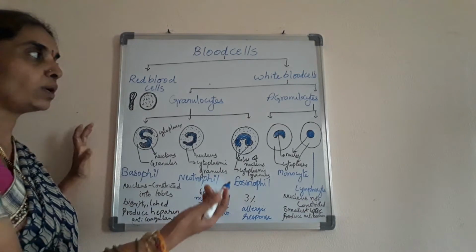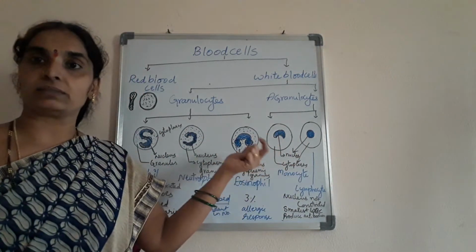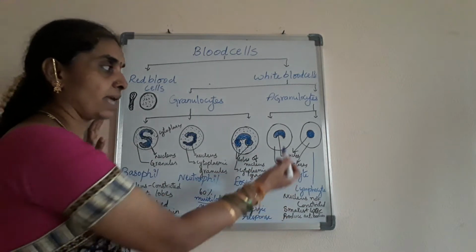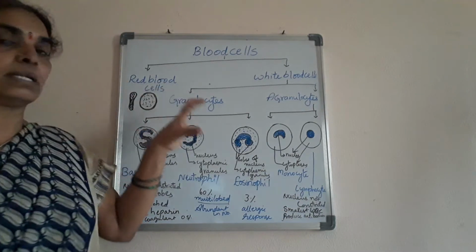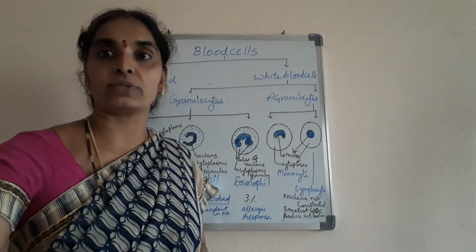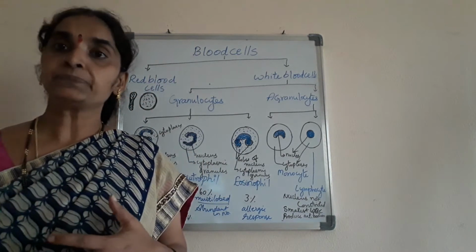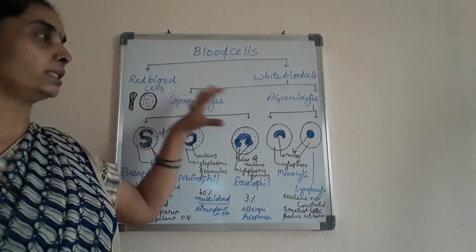The smallest cell among the WBCs present in our body produces antibodies. These agranulocytes produce the antibodies. The white blood cells generally produce antibodies in our body and protect our body from disease-causing germs. So this is about the blood cells.